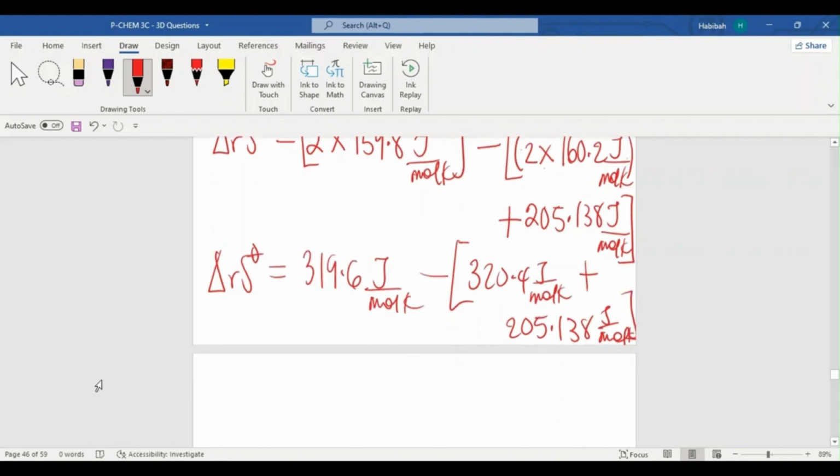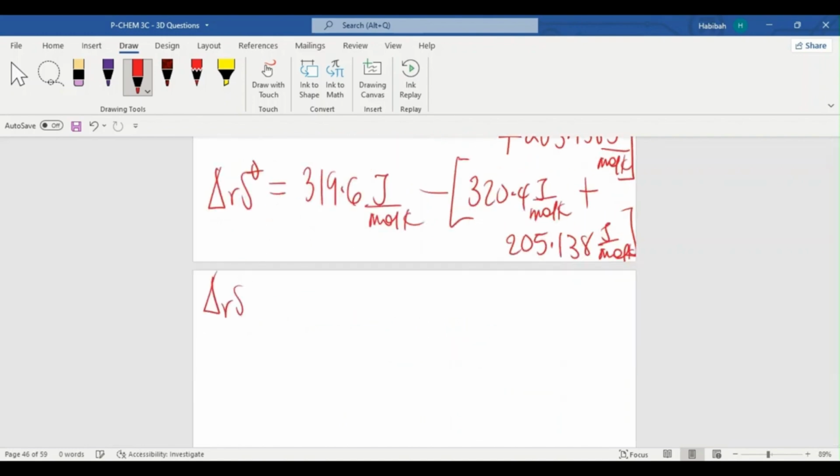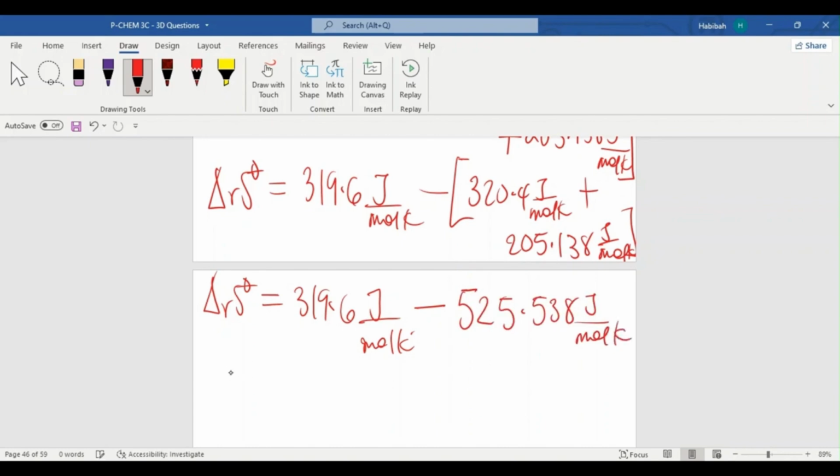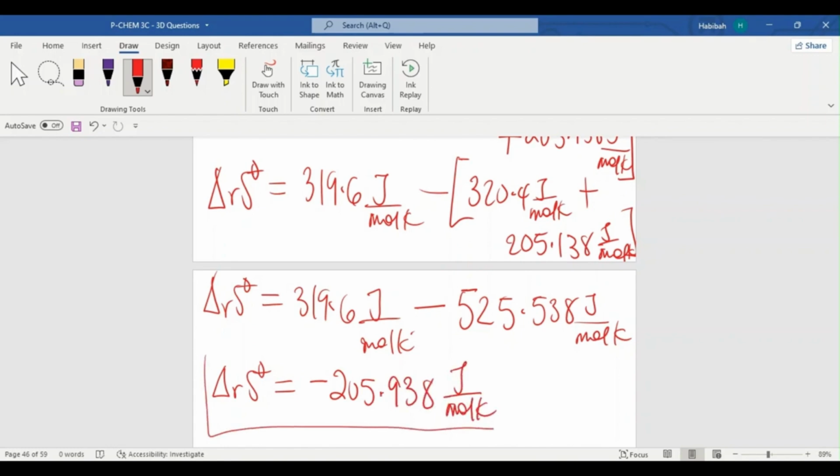So that's how it's done. So the standard entropy of reaction becomes 319.6 joule per mole Kelvin minus the sum of 320.4 plus 205.138, which will simply be 525.538 joule per mole Kelvin. So the standard entropy of reaction is simply 319.6 minus 525.538. That will be negative 205.938 joule per mole Kelvin. Now, this is the answer to our question.